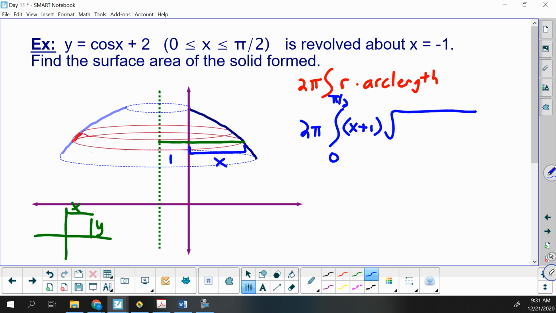We'll have a square root for our arc length and dx. We can figure out what that square root will be off to the side. So our derivative, dy over dx, is just negative sine x. When we square it and add 1, we're going to get sine squared x plus 1. Again, keep in mind that's not cos squared x. Cos squared would be 1 minus sine squared x.